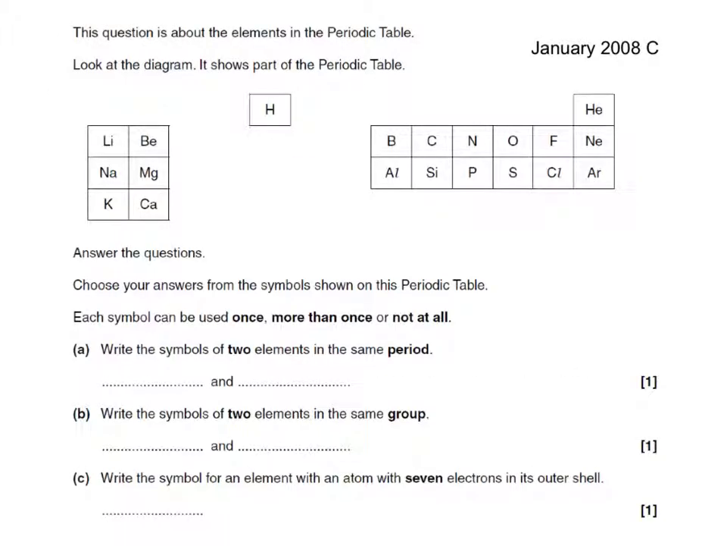Here's a past paper question on this topic. This question is about the elements in the periodic table. Look at the diagram, it shows part of the periodic table. Answer the questions and choose your answers from the symbols shown.